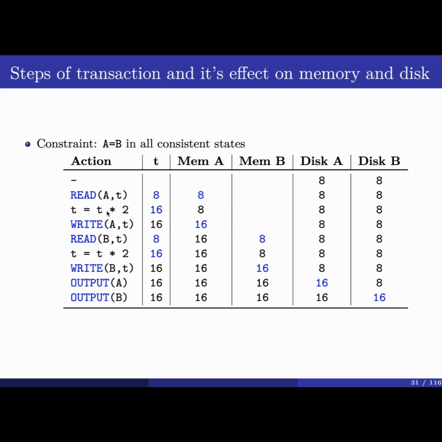We're going to perform the local operation, for example, multiply T by 2. So I change only T here, 16. Did you change A in the memory? No. How can you change this one? When you say write A, T. When you write A from T, what does it mean?